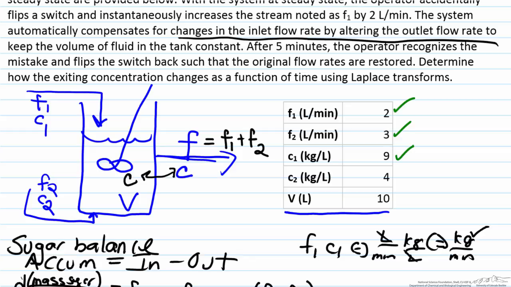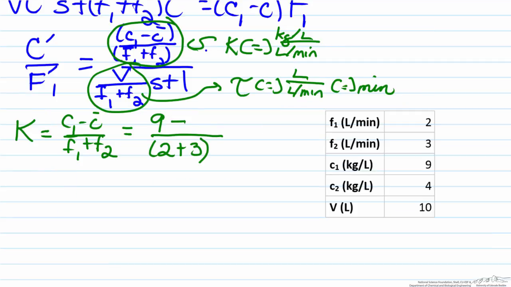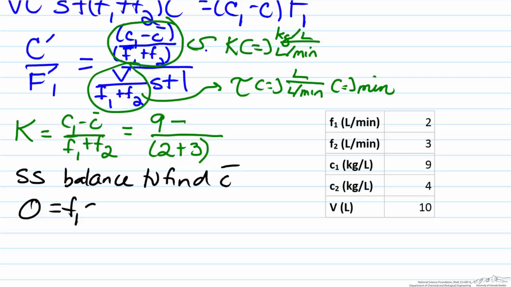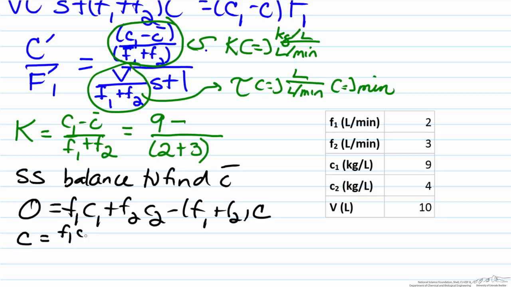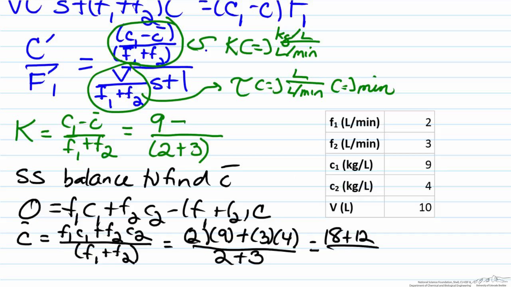C bar can be obtained by using an entire mass balance at steady state. So to find C bar, we'll use the same balance we had before, except the left-hand side is 0. And that will leave us with 0 equals F1C1 plus F2C2 minus (F1 plus F2) multiplied by C. In other words, C will equal (F1C1 plus F2C2) divided by (F1 plus F2), which equals 6 kilograms per liter, which is our value for C bar.